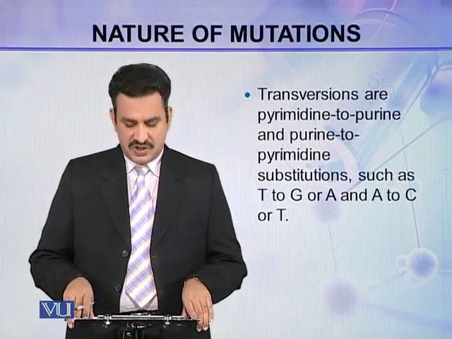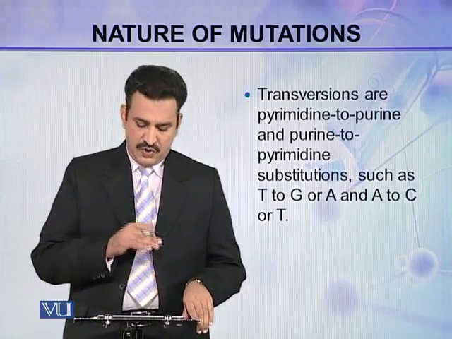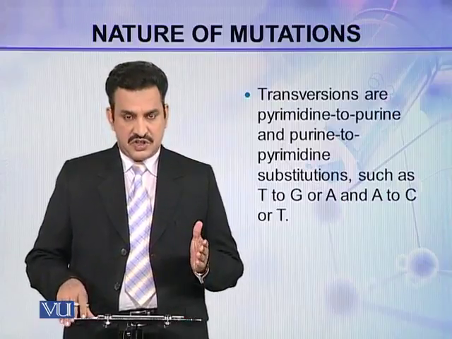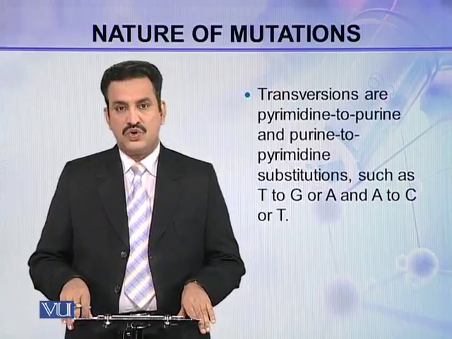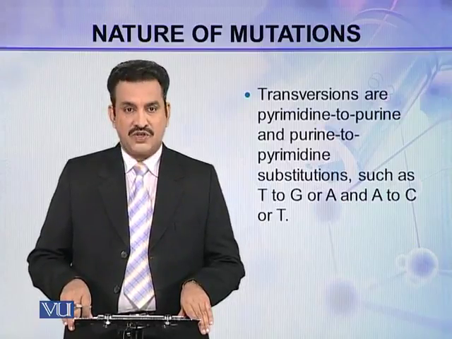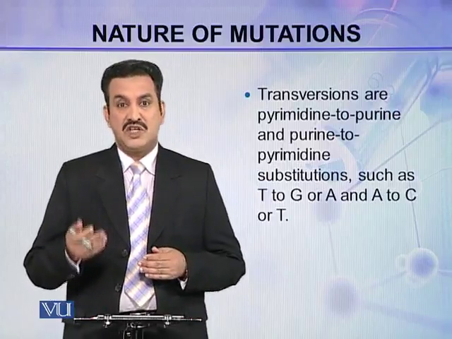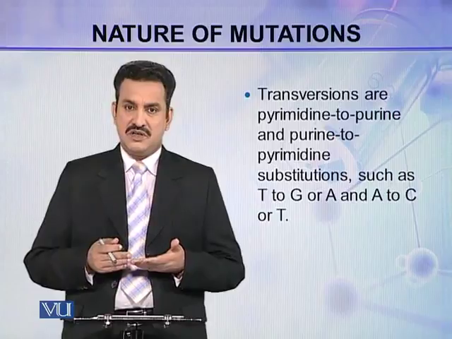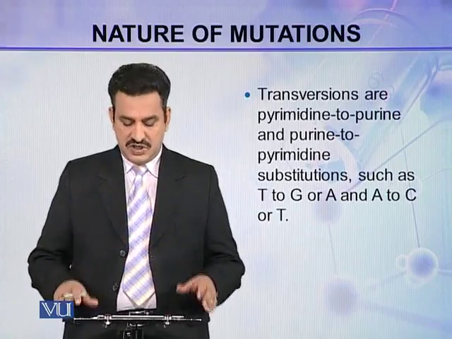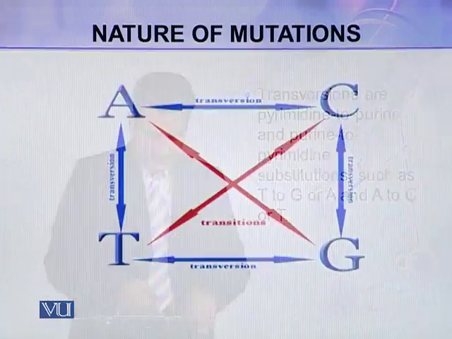While transversions are pyrimidine to purine or purine to pyrimidine substitutions, such as thymine to guanine or adenine, and adenine to cytosine or thymine. So a purine is replaced by a pyrimidine, or a pyrimidine is replaced by a purine. So these mutations are called transversions.